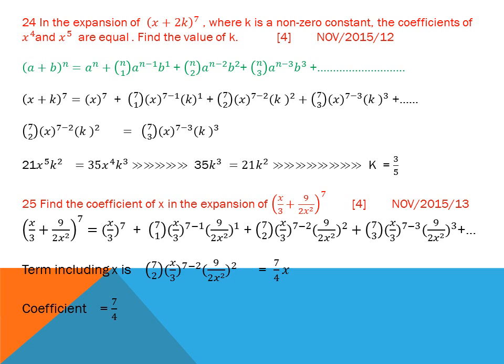I equate these two terms with each other. 7c2 x power 7 minus 2 k square is equal to 7c3 x power 7 minus 3 k cube. So 21 x power 5 k square is equal to 35 x power 4 k cube. We only equate the coefficients here. No need to equate the variables. So 35 k cube is equal to 21 k square. When I simplify this, k is equal to 3 by 5 here.